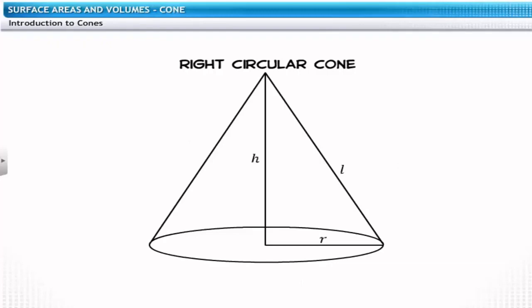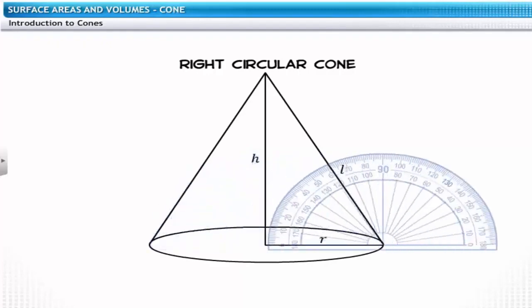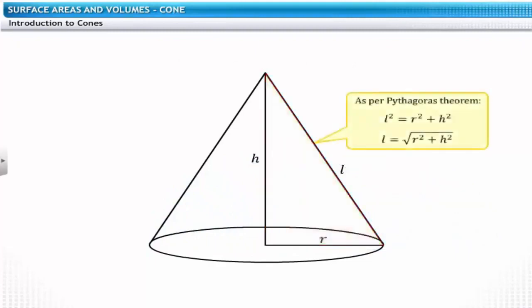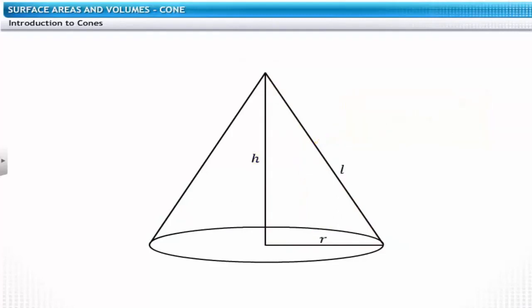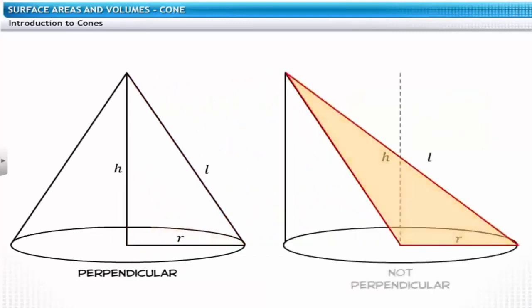It is actually the hypotenuse of the right triangle. As you can see, the difference between the height and slant height is that the height is perpendicular to the base of the cone while the slant height is not. Using the Pythagoras theorem, we get the relation between L, r, and h as shown. Please note, if h is perpendicular, then the cone is called a right circular cone.